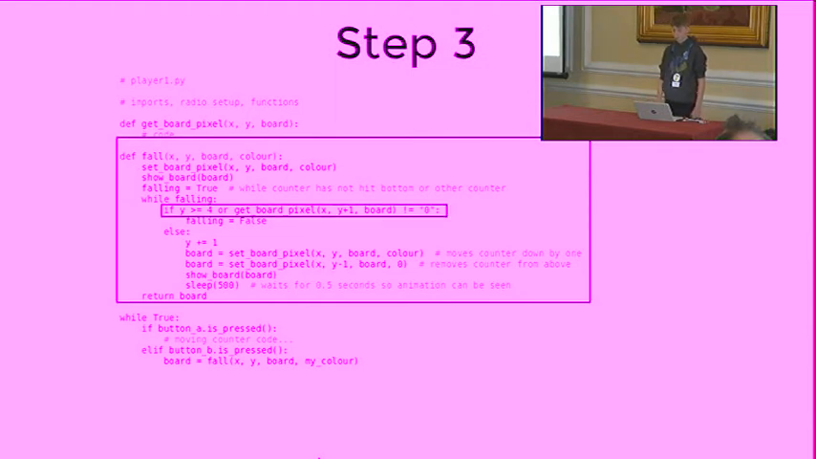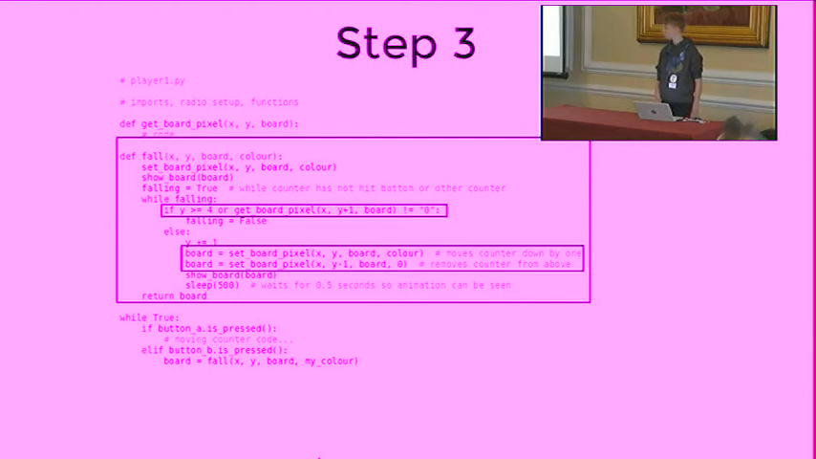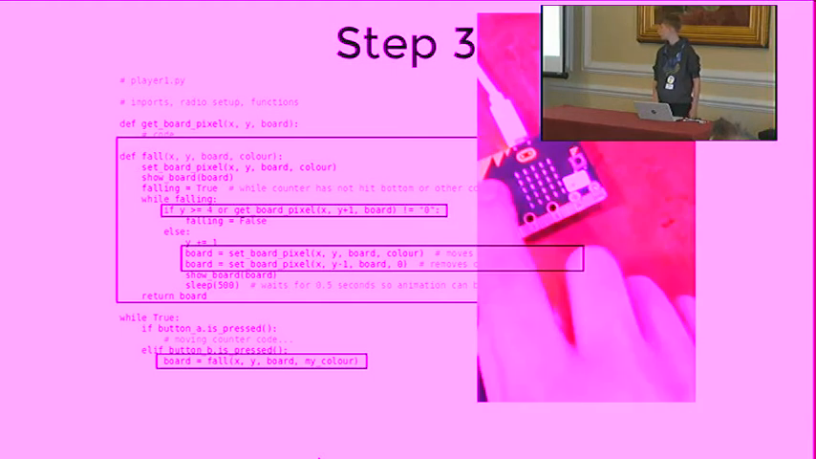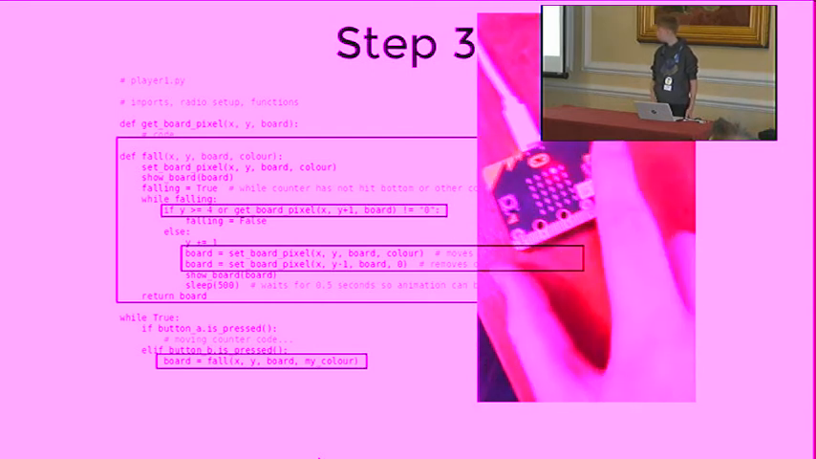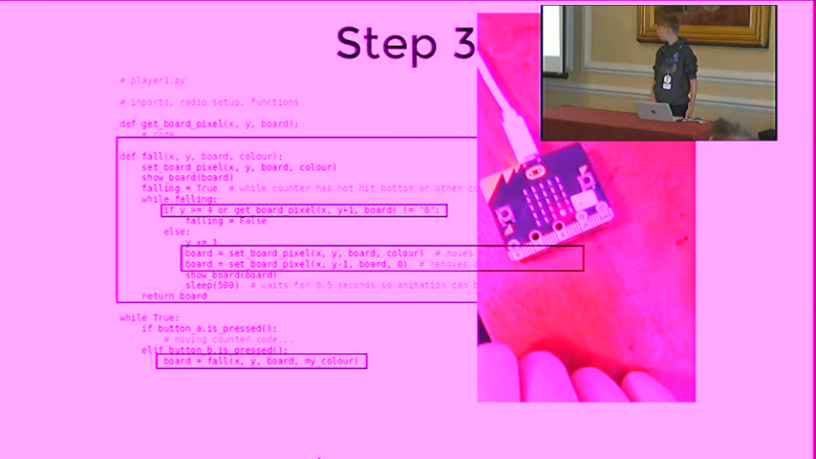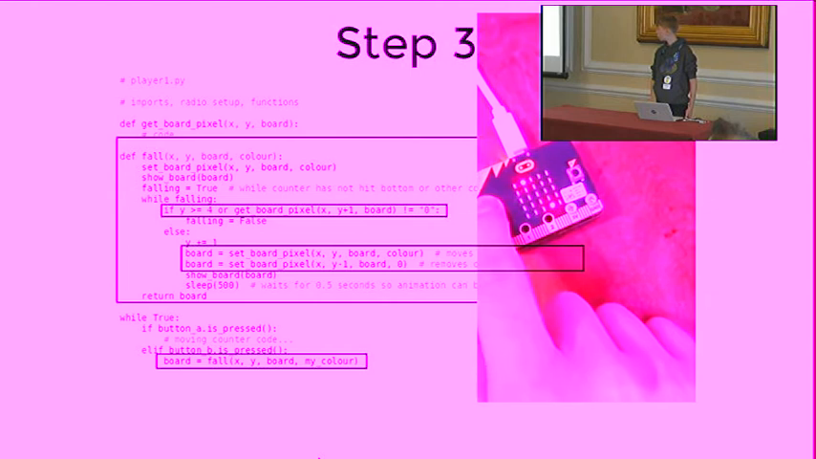So you can see that there, and here we're just setting the board pixel, so the pixel above you gets set to blank and the one where you're going down to gets set to your color, and that's implemented there. So you press button A to move your counter along the top and button B to drop the counter down to the bottom, and you can see that being implemented there, and then you can drop the counter on top.